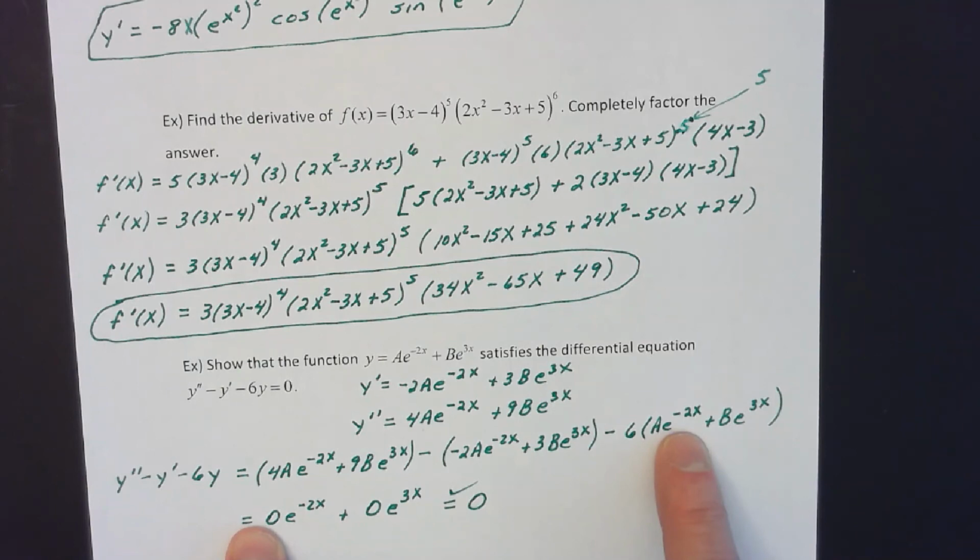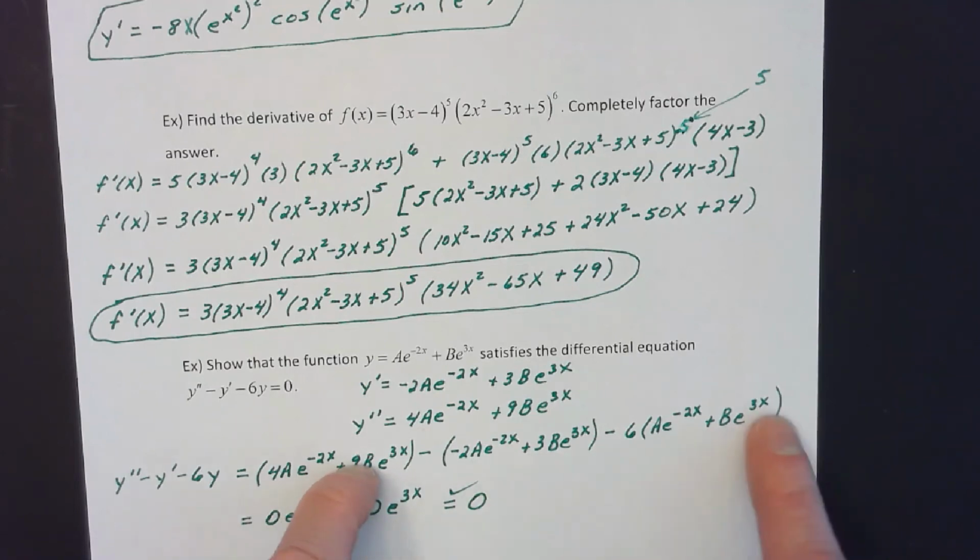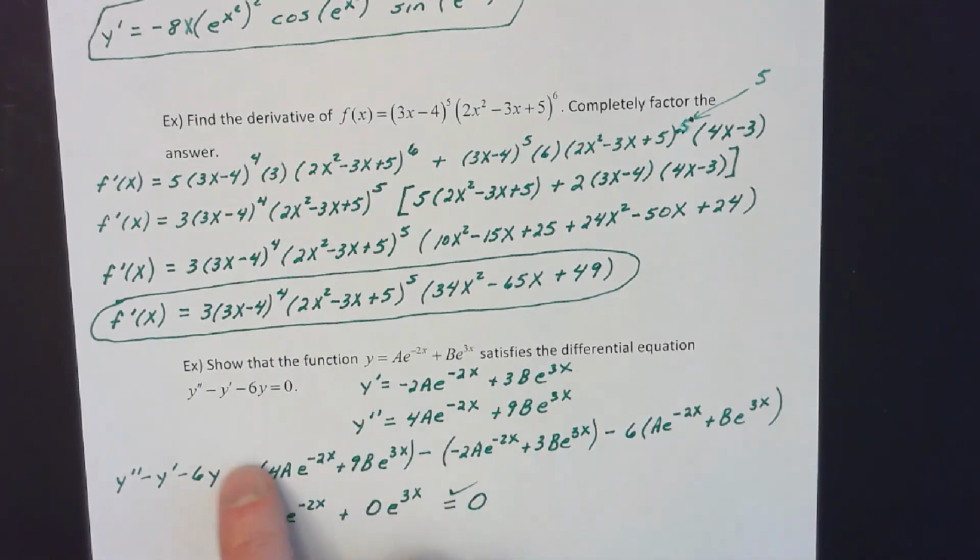They all cancel out. Same thing happens with the coefficient of e to the 3x. I would have 9b e to the 3x minus 3b e to the 3x. That would be 6b e to the 3x. But then notice we're subtracting 6b e to the 3x. Cancels out. You'd have 0 e to the 3x. We've just verified that yes, this differential equation, second derivative minus the first derivative minus 6 times the original function, would equal 0 where that equation is my original.